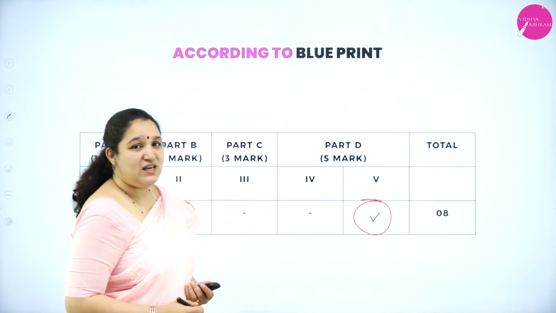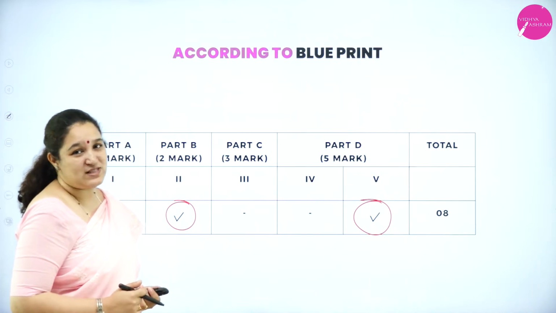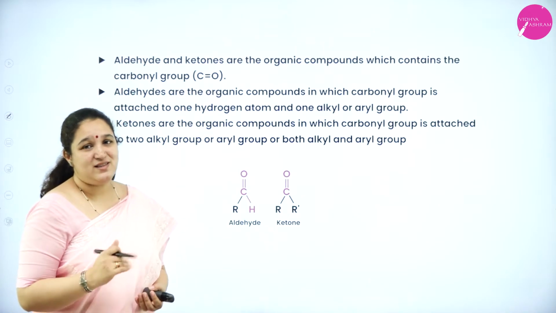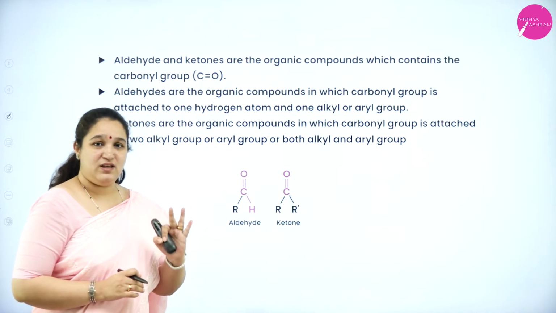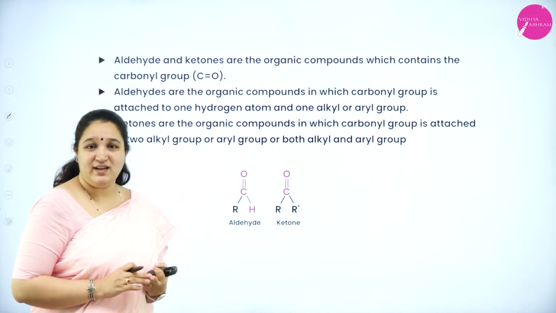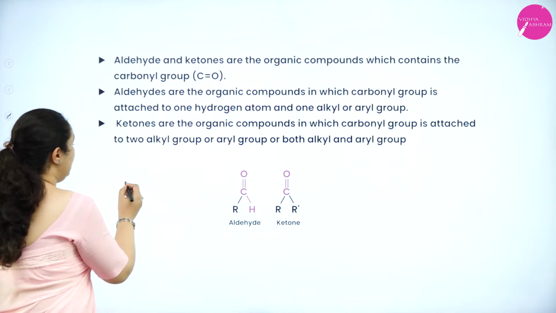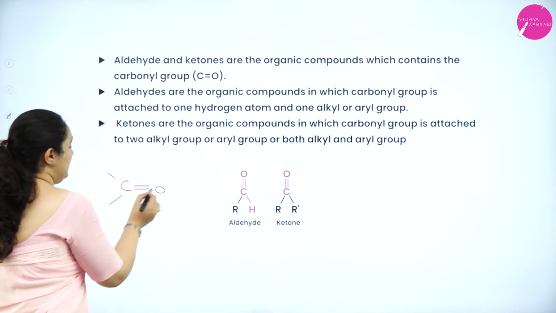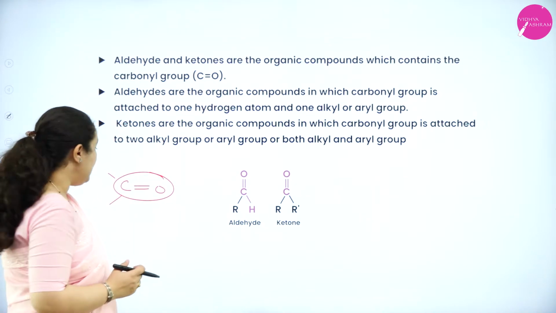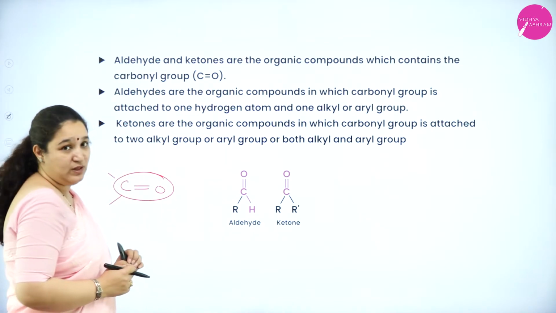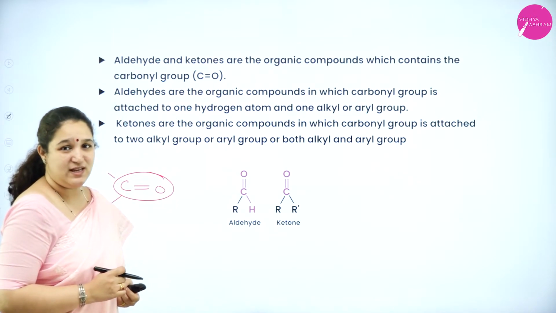Okay, so we'll see what we mean by aldehydes, ketones and carboxylic acids. What are aldehydes, ketones and carboxylic acids? All of these three functional groups, or these three types of organic compounds, have one thing in common, that is the carbonyl group. This group is called the carbonyl group. Now, what is attached to the carbonyl group makes the difference in aldehydes, ketones and carboxylic acids.